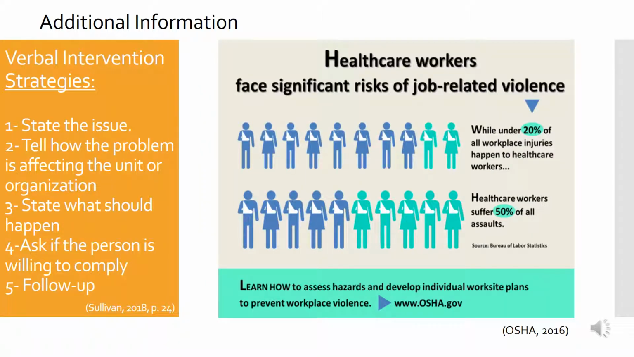The textbook offers strategies for verbal intervention in violent situations. First, you should state the issue at hand. Tell the person how the problem is affecting the unit or organization. You should also state what you would like to happen and ask if the person is willing to comply. You should then schedule a follow-up with this person.